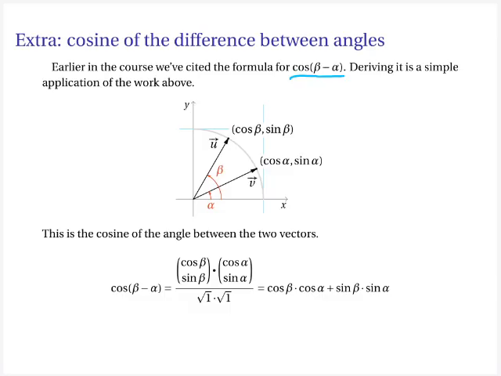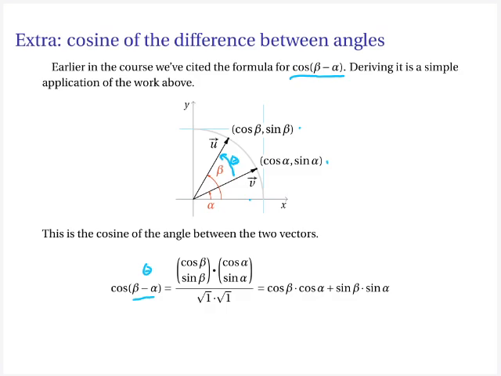But the work that we have just done provides a way to get the cosine of beta minus alpha quickly. So I want to do it as an example. You see here two vectors. U is cosine beta, sine beta. V is cosine alpha, sine alpha. And here's the angle between them. I can call the angle theta. The angle formed between U and the x-axis, I'm calling beta, and the angle formed between V and the x-axis, I'm calling alpha. So theta is the same thing as beta minus alpha.